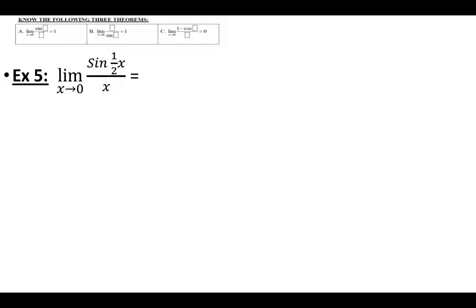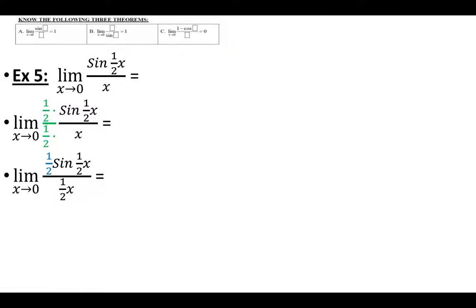Example 5. So this one looks like part A again. Sine of 1/2 x all over x. So again, we have to make sure this denominator, this x, looks like 1/2 x, because in order for us to use this theorem right here, blank has to be equivalent to this blank. So let's repeat what we just did before. I'm going to multiply the top and bottom by 1/2 so that I can get a 1/2 right here in my denominator. But because I multiply the bottom by 1/2, I must do the same to the top.